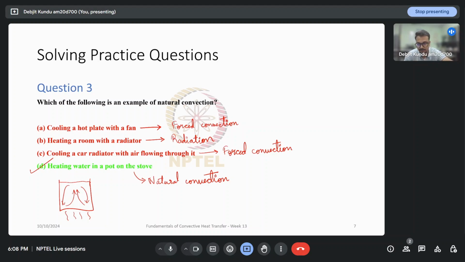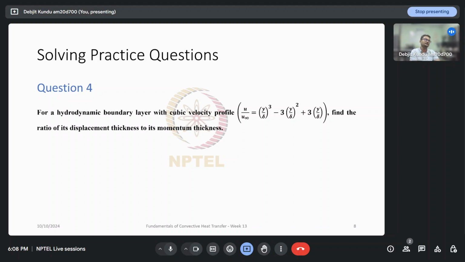Right, now let's move on. We'll move on to question number 4. This is a numerical type question. It has given us an assumption of a boundary layer velocity profile, specifically a cubic profile. So we have 3 terms over here. We have to find the ratio of its displacement thickness to its momentum thickness.